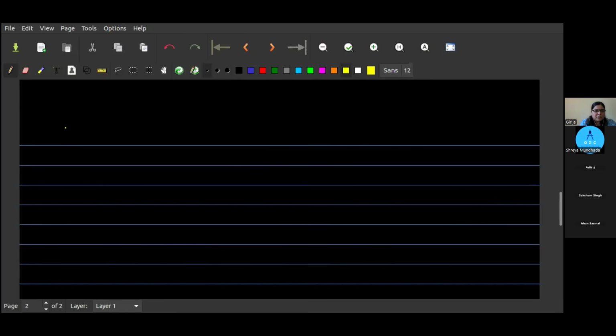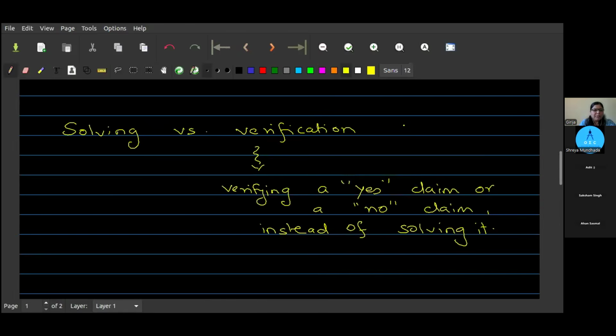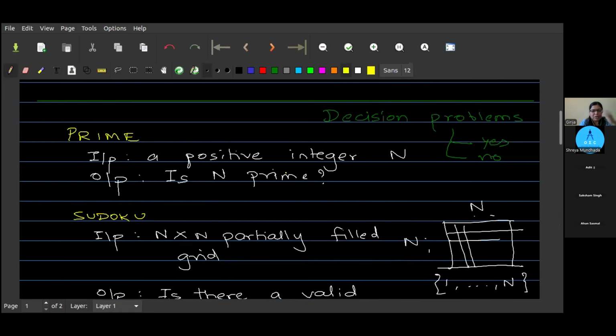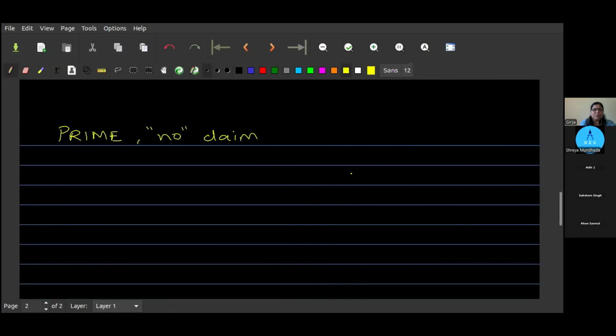Okay, so let's start with prime and a no claim. We will see why we are doing it this way. But yeah, let's start with a no claim. What does that mean? This problem is being solved. You and your friend are solving separately, and then your friend comes to you and says that the answer to this is no. Now your job is to verify whether this claim is true or false, whether the answer is really no or not. So if your friend tells you this, what should be the input that will help you to verify this claim?